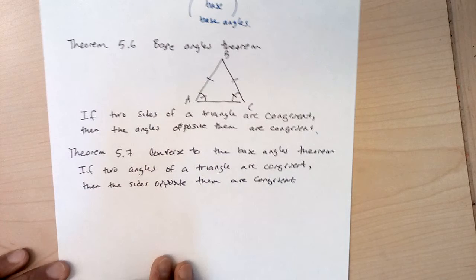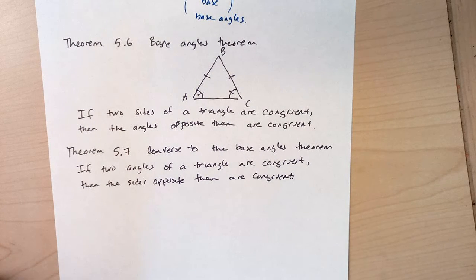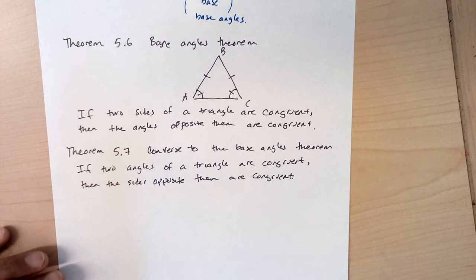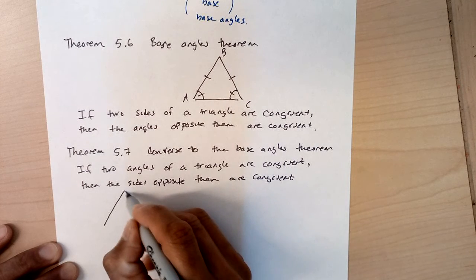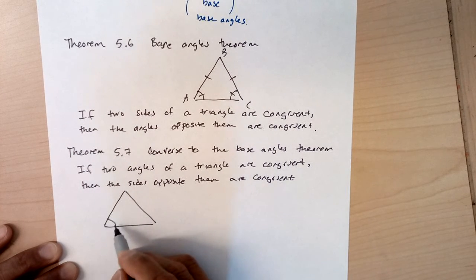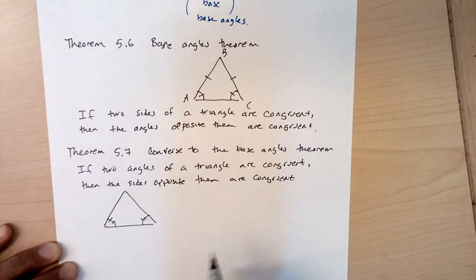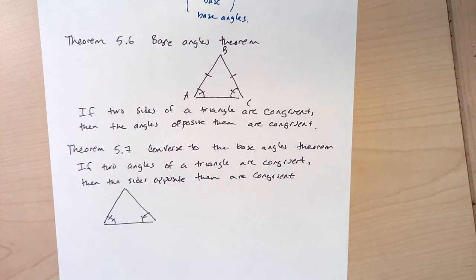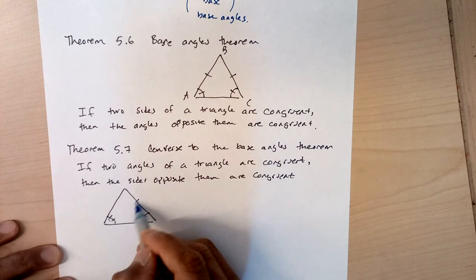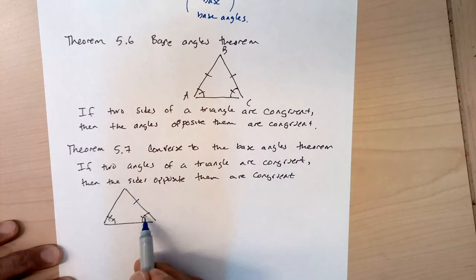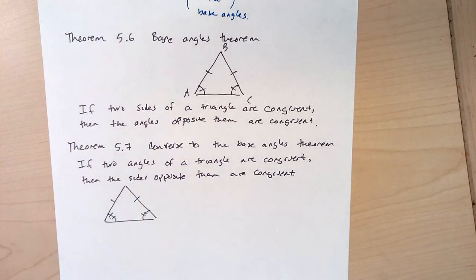And then since I wrote the base angles theorem in terms of a conditional statement, the converse of that is true. So if you have two angles in a triangle that are congruent, let's just say this is my triangle, I have these two angles congruent, then the sides opposite those two angles are congruent. The side opposite this angle is this side. The side opposite this angle is this side. So then the two sides would be congruent in that triangle.